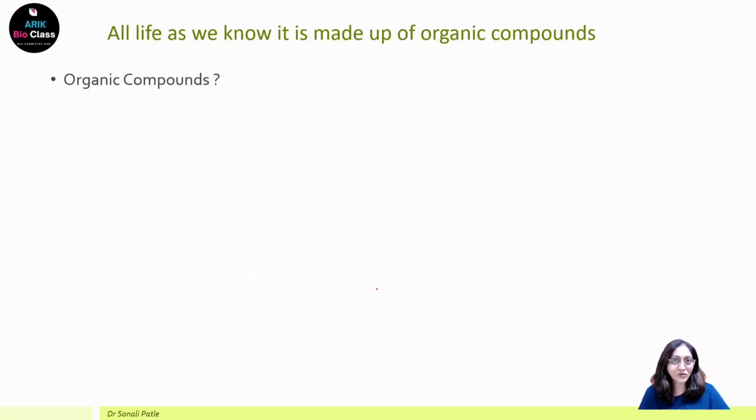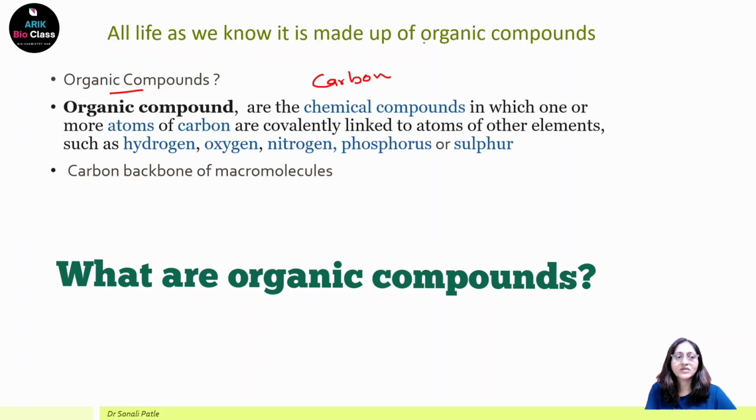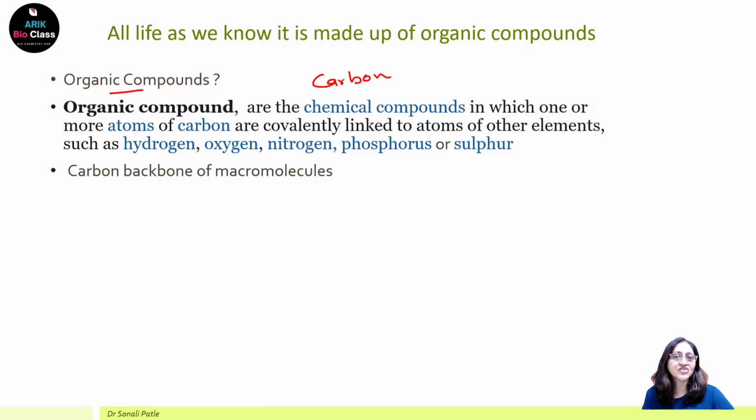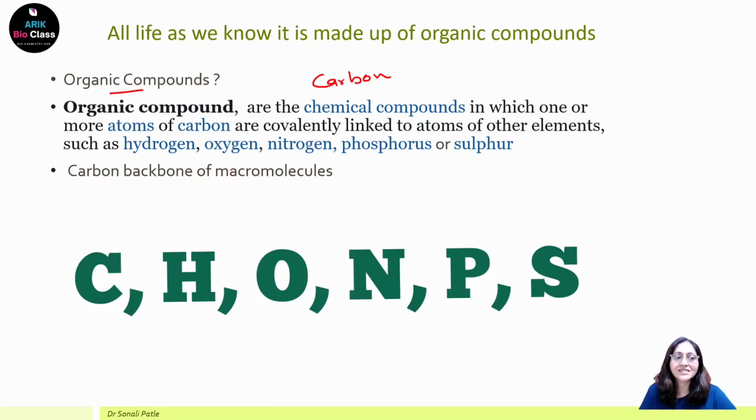So let's begin with the very basic concepts of biochemistry. First, we'll try to understand what are monomers, what are polymers, how the bigger molecules are being formed, and then how they form carbohydrate compounds. In biochemistry, the basic thing that we understand about organic molecules is that they are made up of carbon. The organic molecules, the chemical compounds which are made up of carbon, hydrogen, oxygen, and sometimes nitrogen, phosphorus, and sulfur together, are considered organic molecules which have carbon as a backbone.